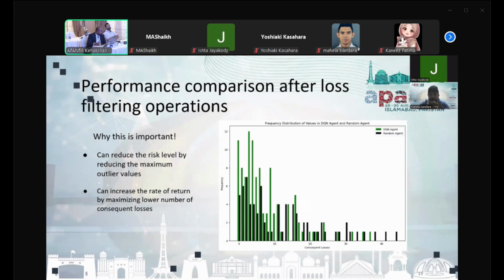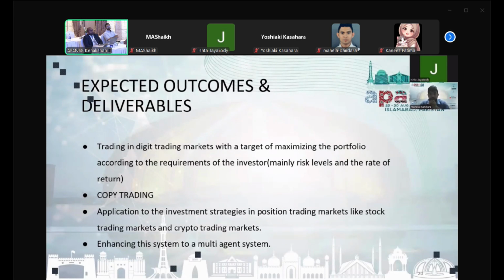The DQN agent also has fewer maximum consecutive losses, showing improved stability and consistent performance. This reduction in volatility makes the DQN agent more reliable and reduces risk in practical use. This solution helps investors choose the best trading method and strategy based on their risk tolerance and desired returns. Investors can access the DRL-driven digital twin for copy trading through an automated bot. Additionally, the system can be expanded to work in stock trading, cryptocurrency markets, and even develop into multi-agent systems.